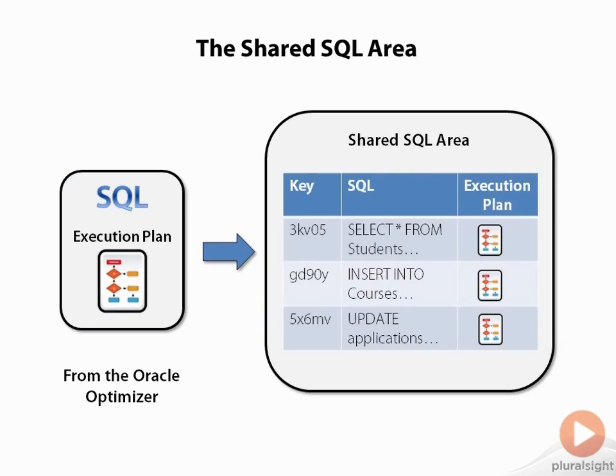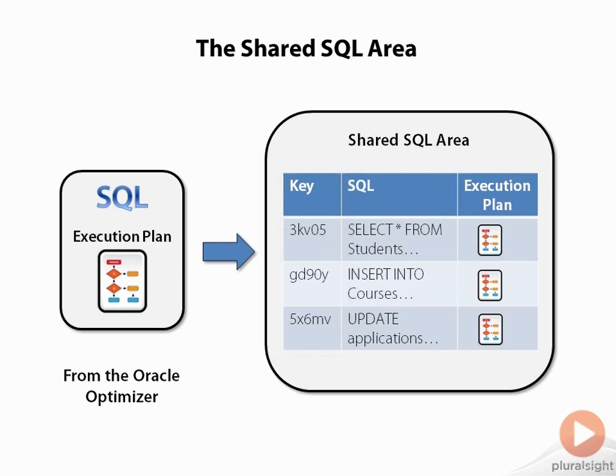The Shared SQL Area is a segment of shared memory in the database where Oracle caches execution plans. You can think of the Shared SQL Area as being similar to a large hash table. For each SQL statement, Oracle will calculate a unique key by using a hashing function, and then store the parsed SQL and the execution plan in the Shared SQL Area by that key. The amount of memory allocated to the Shared SQL Area is finite, so Oracle manages the Shared SQL Area using a least recently used algorithm.